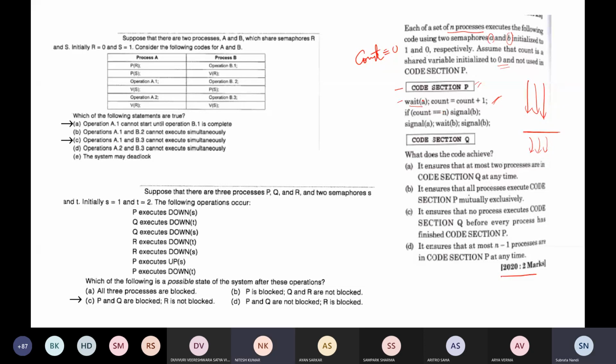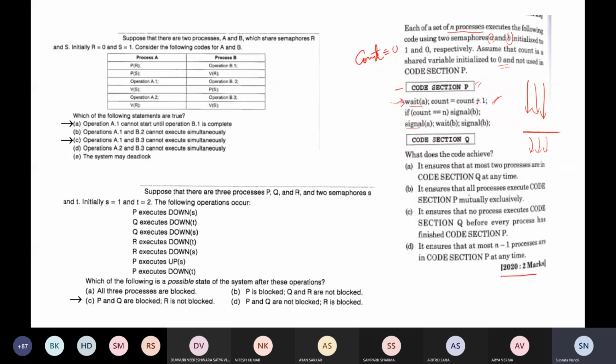The first process signals signal A. Signal A means that maybe some other process, if it executed P, will be waiting at wait A. So when the first process executes signal A, it is actually signaling the second process, or some other process waiting among the pool of processes. So it will pull this other process also and make it increment the value of count, right?